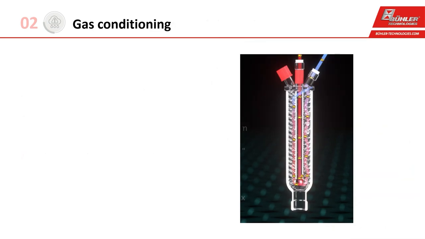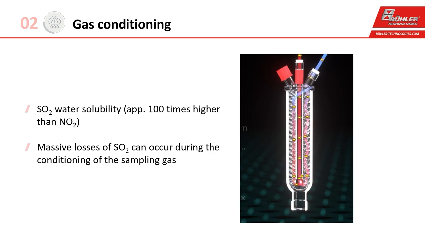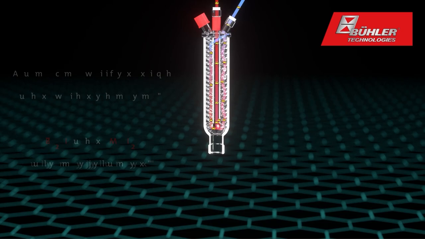Sure, Ralf. SO2 and water tend to react with each other. To put it simply, when SO2 and water meet, there is a high possibility for them to react together. For example, SO2 is 100 times more soluble in water than NO2. During gas conditioning, we are now confronted with the following. We have a sample containing SO2 and condensate or water. Ideal conditions for the interaction of both components, which we are determined to break. How this works is shown in the following video.